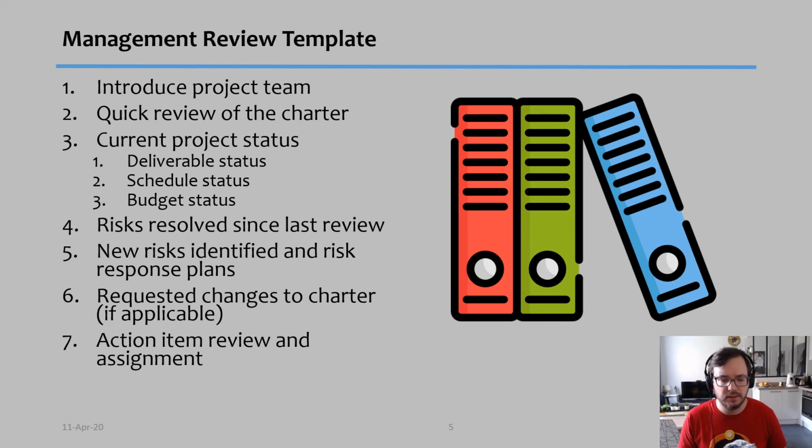Number 6 is what changes to the original contract do you want to make or request? And obviously you only do this if applicable. And finally, number 7 is what are the things that you plan to do for the next meeting. So what are the things that you want to review and how you're going to assign them to your team so that by the next meeting this action list is done.